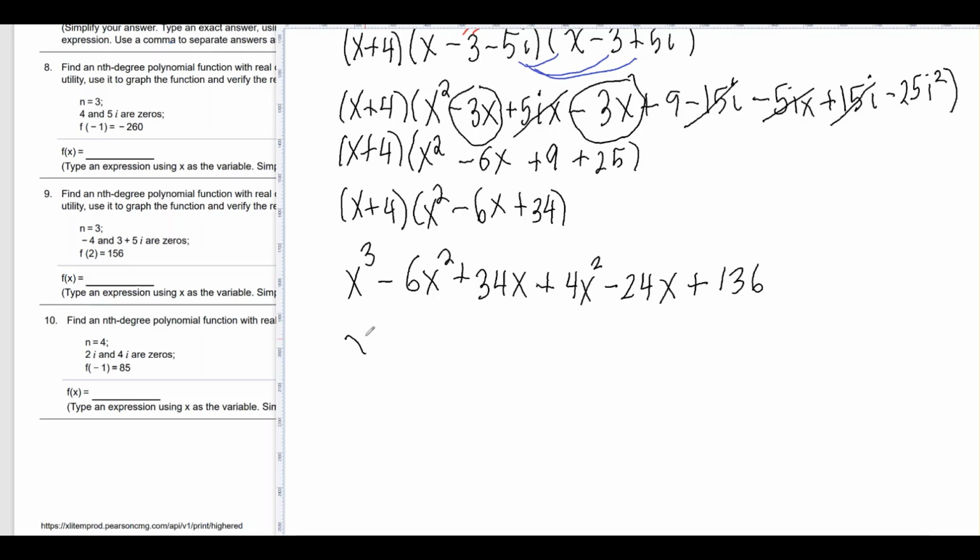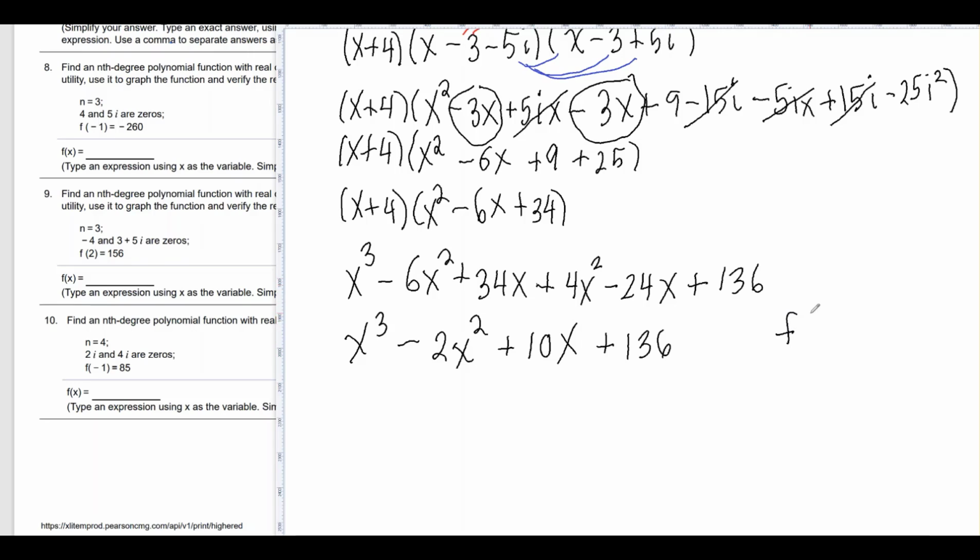I do have some like terms. I've got x squared, so I've got a minus 6 and a plus 4. That's a minus 2x squared. I've got a 34 minus 24. That's a plus 10x. And then I've got plus 136.